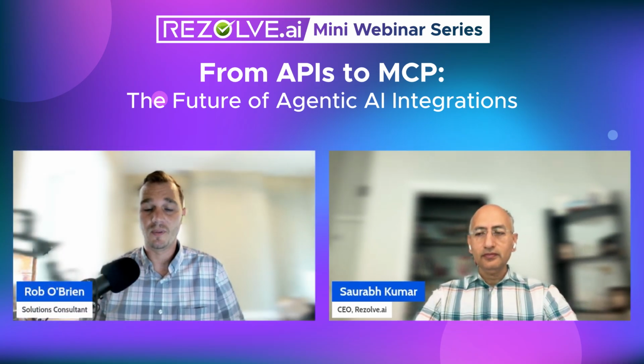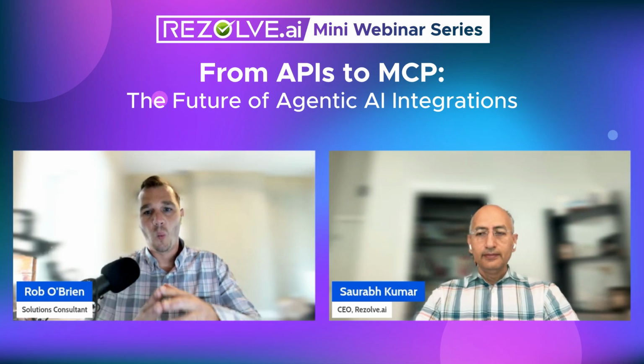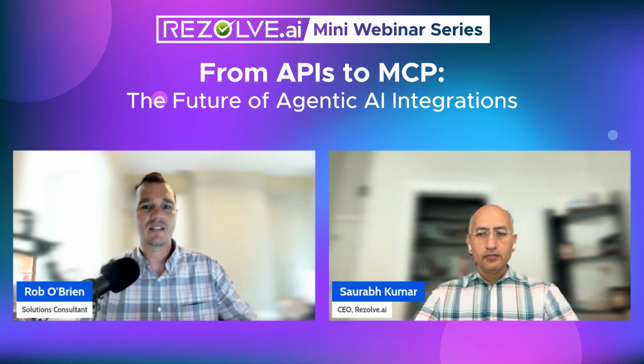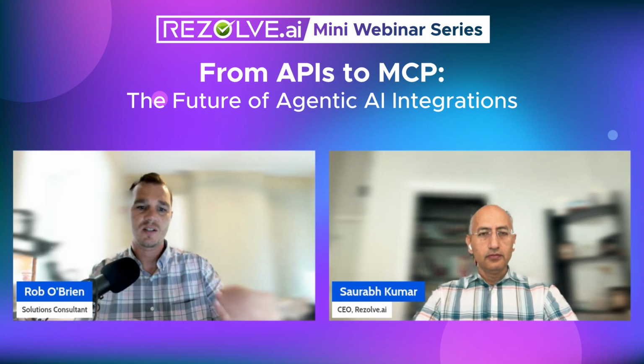That was a great example. So definitions aside, why does MCP matter? In the world of agentic AI, what exactly is it unlocking that older approaches simply couldn't?